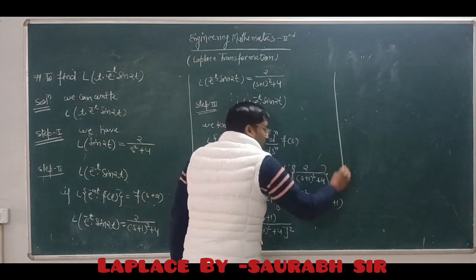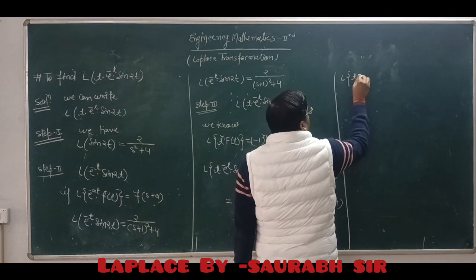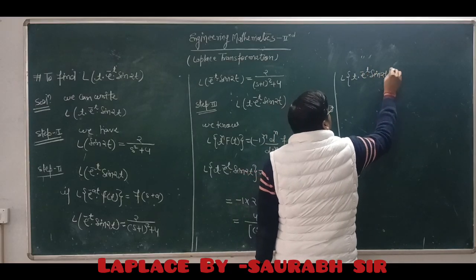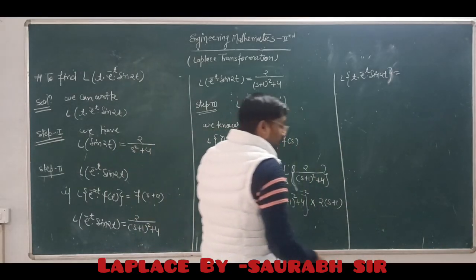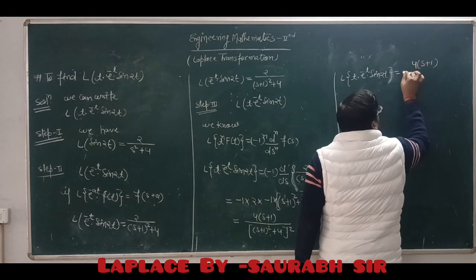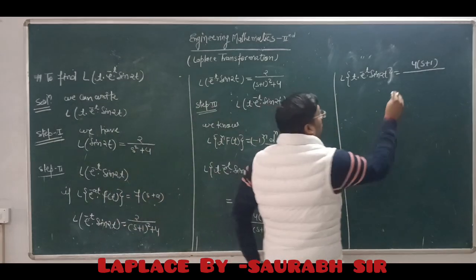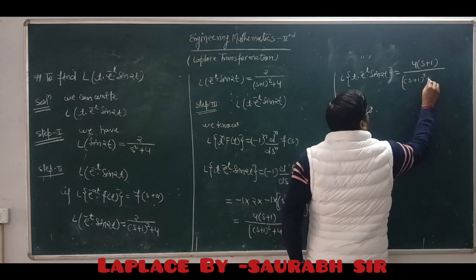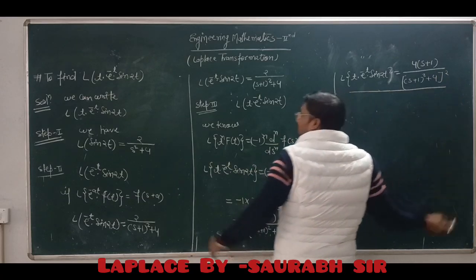Now you simply write L of t into e to the power minus t into sin 2t is equal to, you write now, 4 s plus 1 total upon s plus 1 to the power 2 plus 4 to the whole power 2. This is the result of this function.